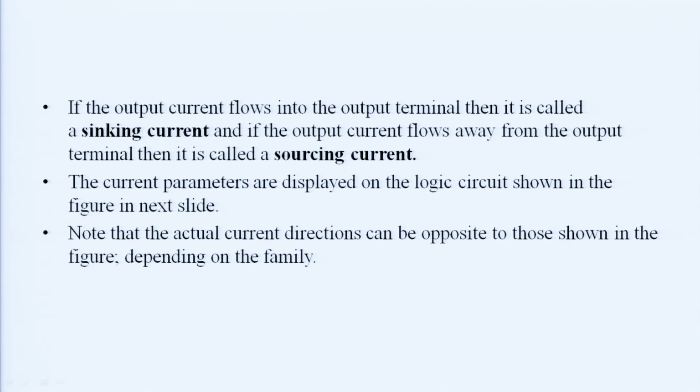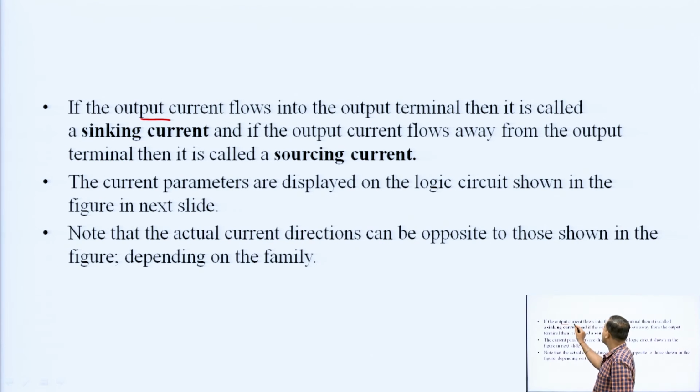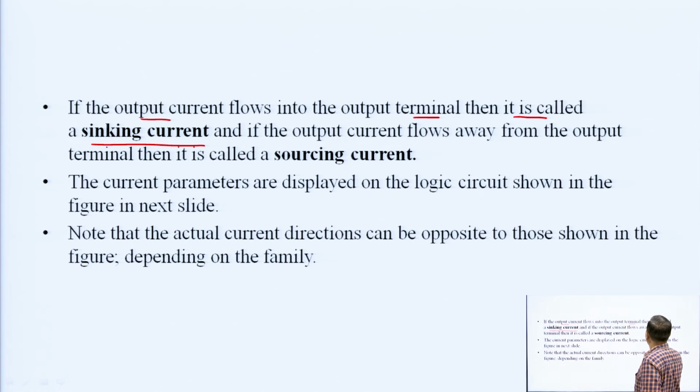Next, if the output current flows into the output terminal, then it is called the sinking current. So, you can be asked what is called sinking current? Sinking current is nothing but if the output current flows into the output terminal, then it is called the sinking current, and if the output current flows away from the output terminal, then it is called the sourcing current. So, there is the difference between sinking current and sourcing current.